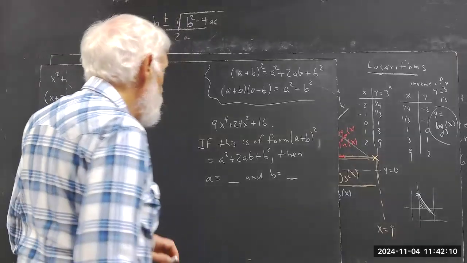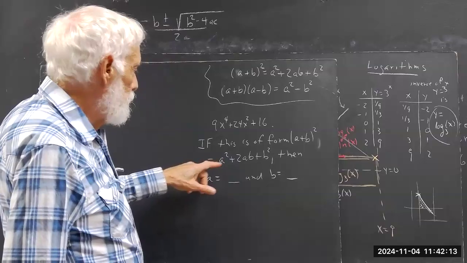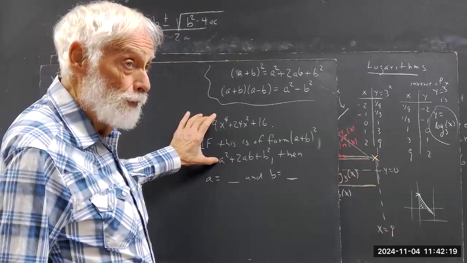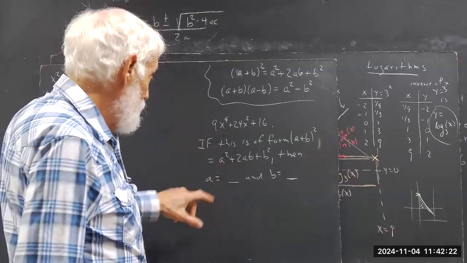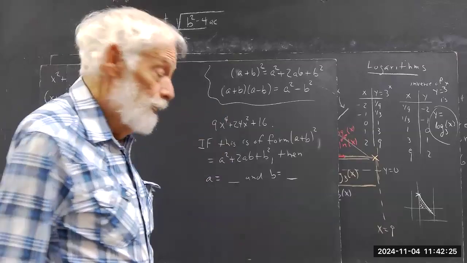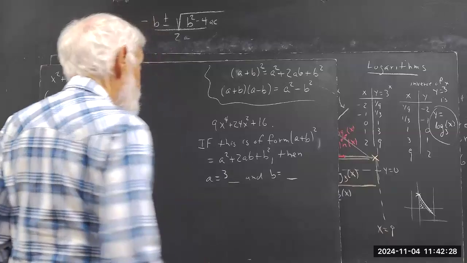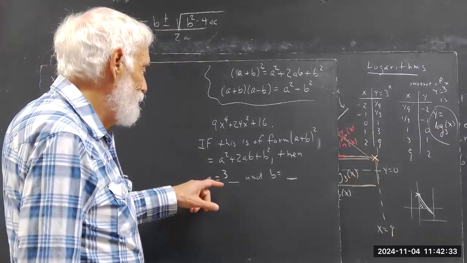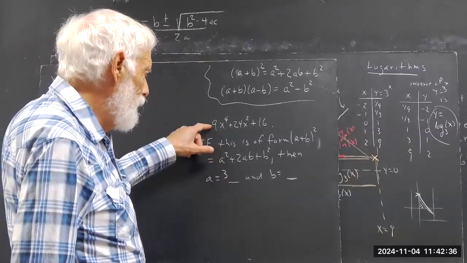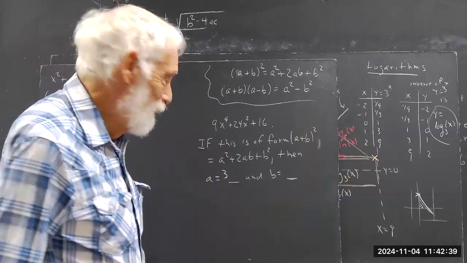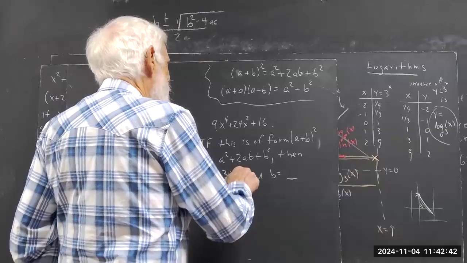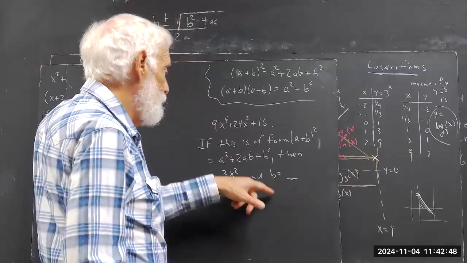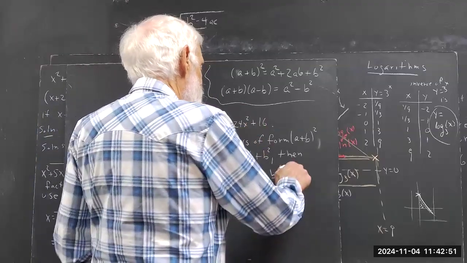If this is of the form a squared plus 2ab plus b squared, then the a squared should match up with 9x to the fourth. Now, what do you square to get 9x to the fourth? Well, 3. But if a is 3, then a squared would be 9. Don't you need a little bit more? Oh, yeah, it's x squared, because if you square x squared, you get x to the fourth. And b equals, well, if b squared is 16, then b equals 4.